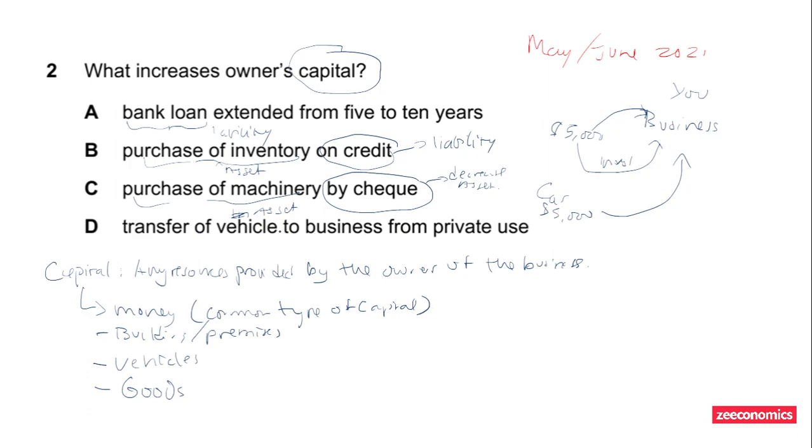transfer of vehicle to business from private use. This is basically similar to the one that I already explained to you, that you want to start your own business, but instead of investing money into your business, you just invest your own car into your business. So D is the correct answer to this question. Okay, so hopefully that will help you understand this basic concept of capital.